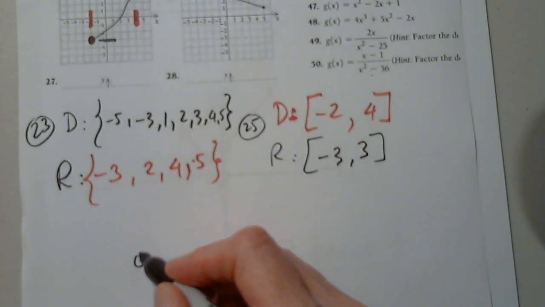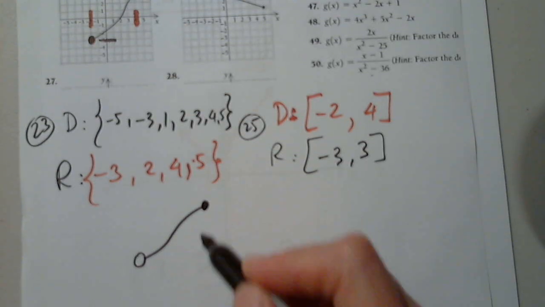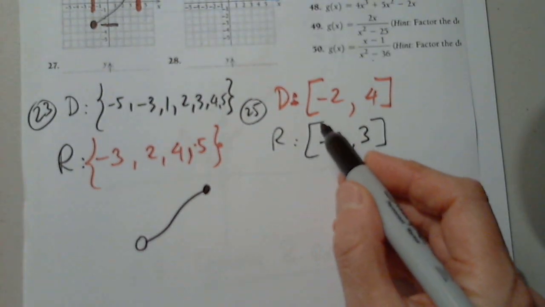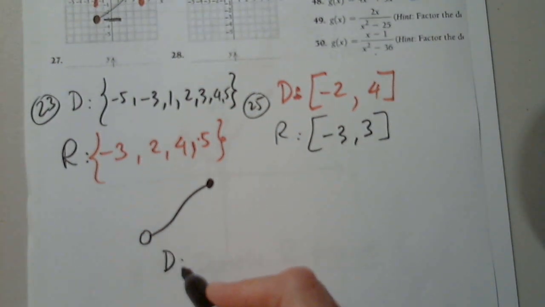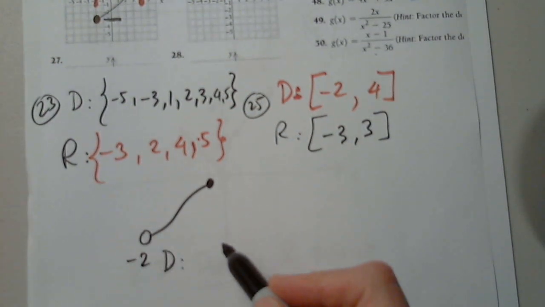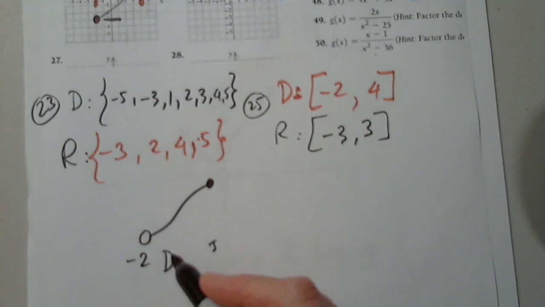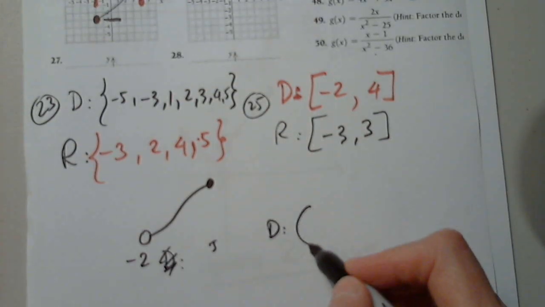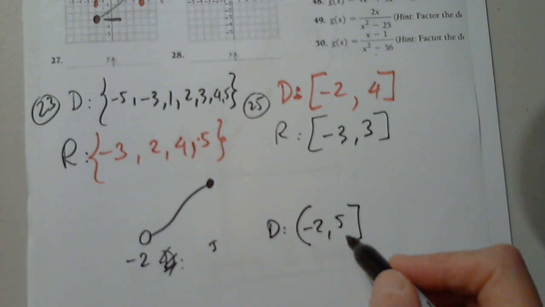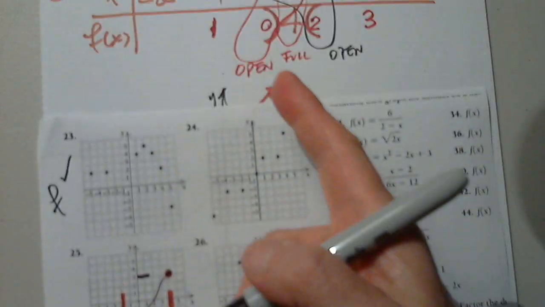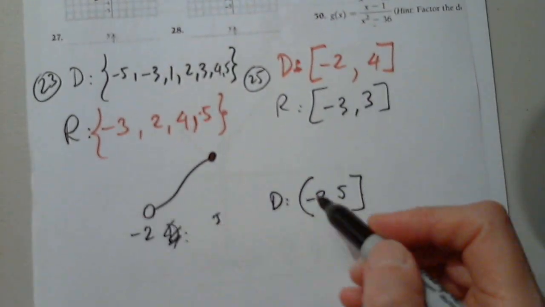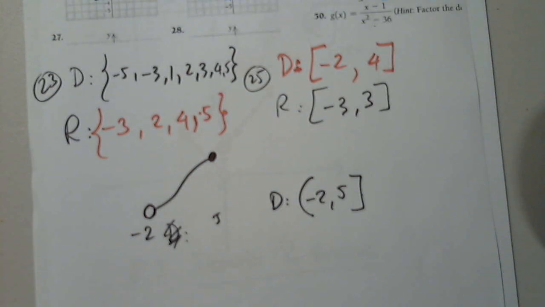What if I have something like this? Here I will have a parenthesis. So if we're talking about the domain, between -2 and 5, then the domain will be parenthesis -2, 5 bracket. Why 5 bracket? Because the point exists, as we used it in the table. Why parenthesis? Because the point does not exist. That's how we identify domain and range.